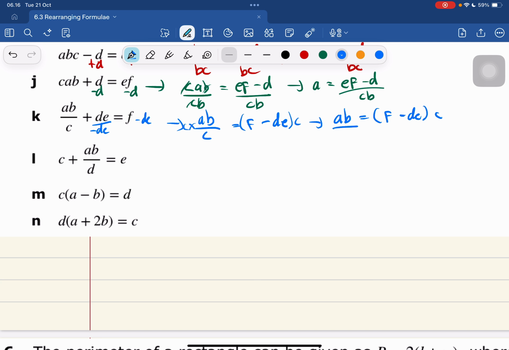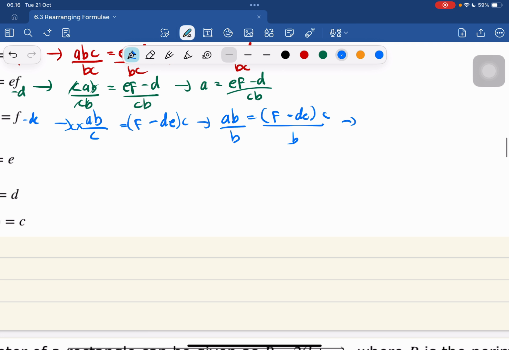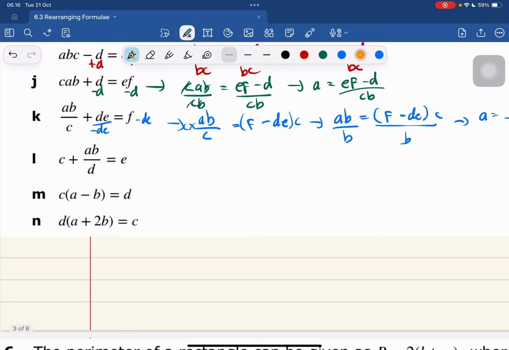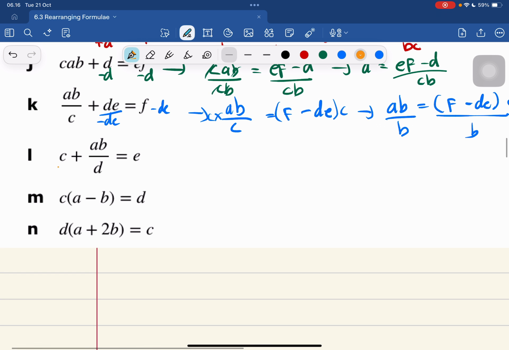So we need to divide by B on both sides to make it only A. So this is A equal to C over B, then bracket F minus DE. Okay, there we go.